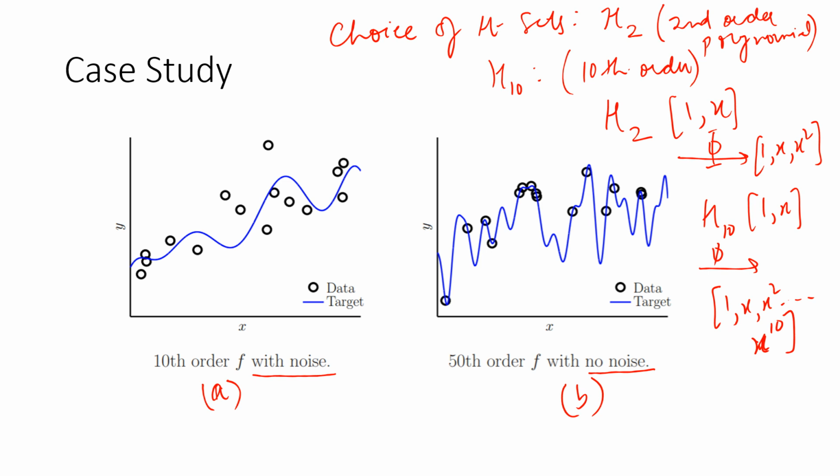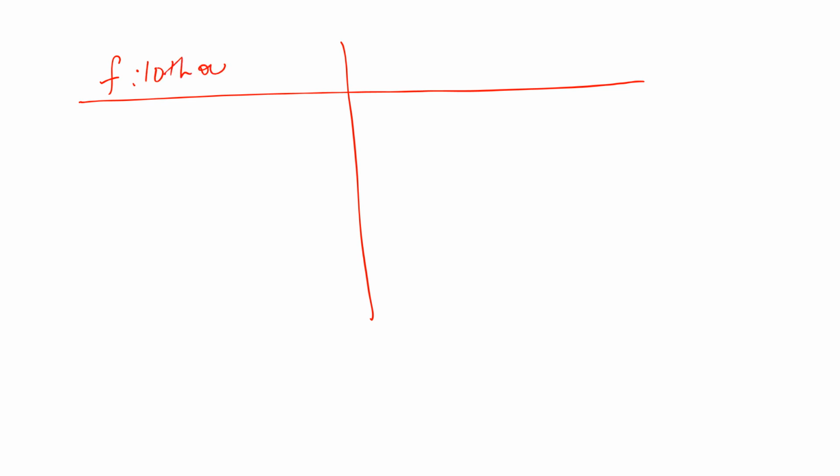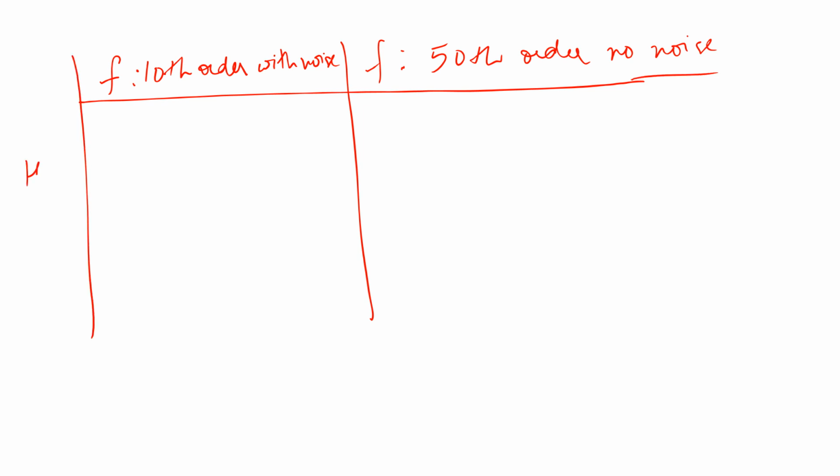Okay, now we have to pick one of the hypothesis sets depending on the problem. And so the question is, which one should we pick and why? So let me write it in a tabular form. Let's say this is my target function, where my f is 10th order with noise, and f is 50th order, quite complex, and no noise. And these are the choices of my hypothesis set, H2 and H10. Which one should I pick?